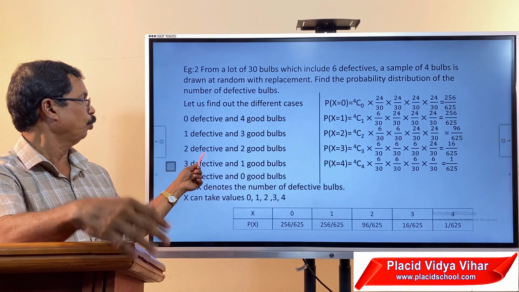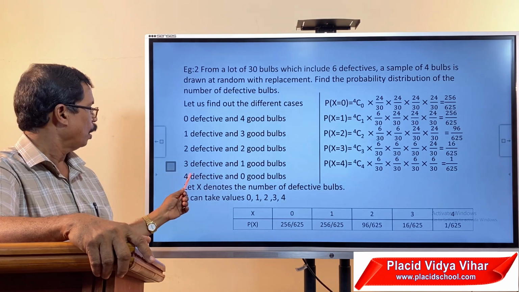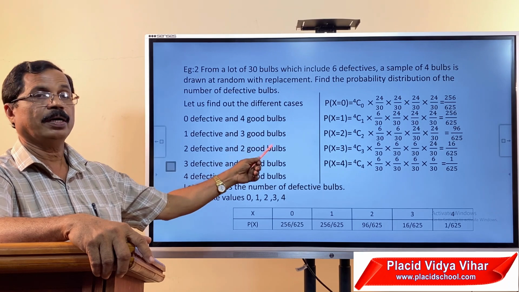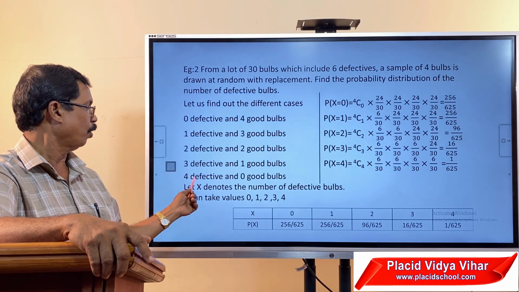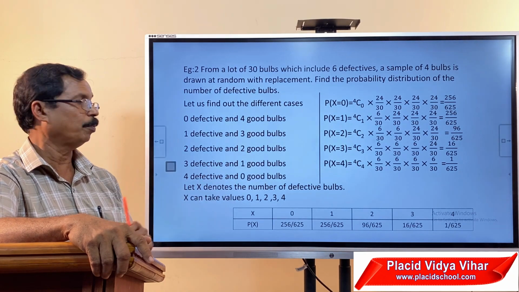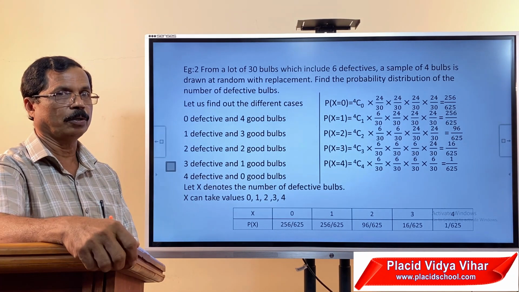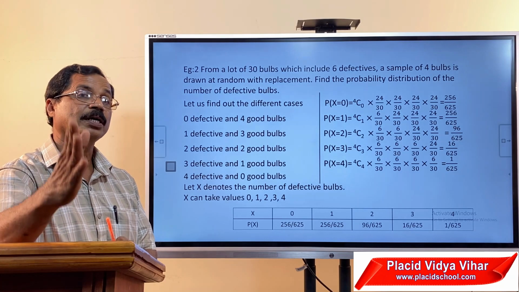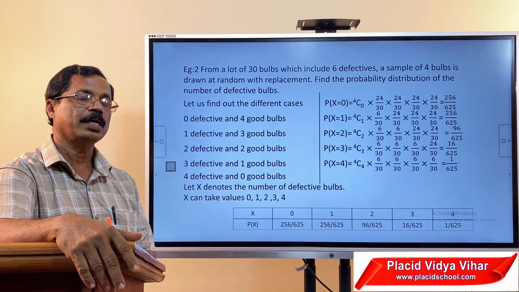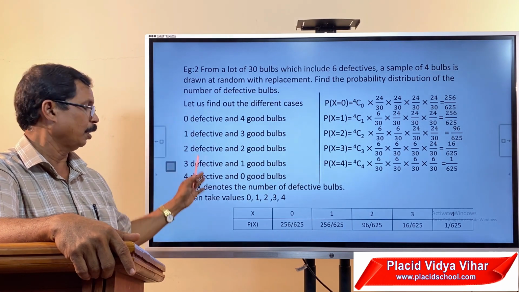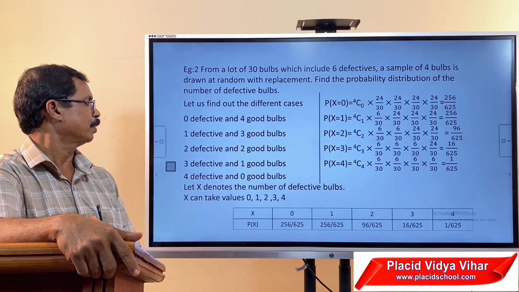Then the second case, 1 defective and 3 good bulbs. Then 2 defective and 2 good, and 3 defective and 1 good. Then 4 defective and 0 good bulbs. So there are 5 cases. Before doing the problem, we have to consider the different cases. What are the possibilities there? So we have listed 5 different cases.